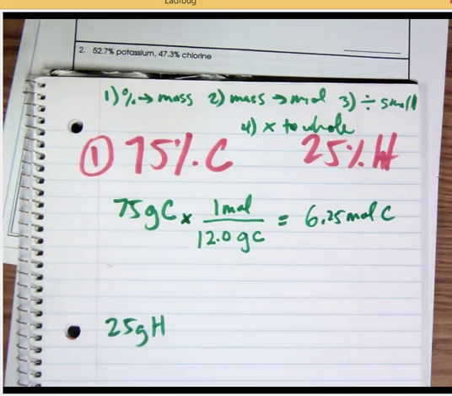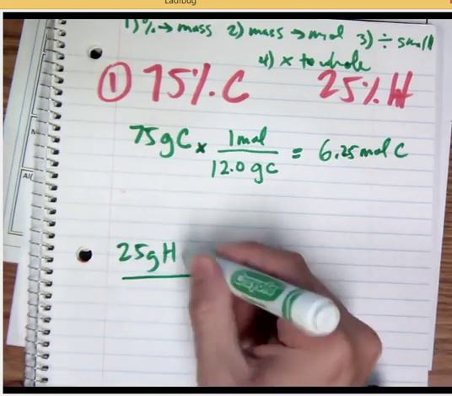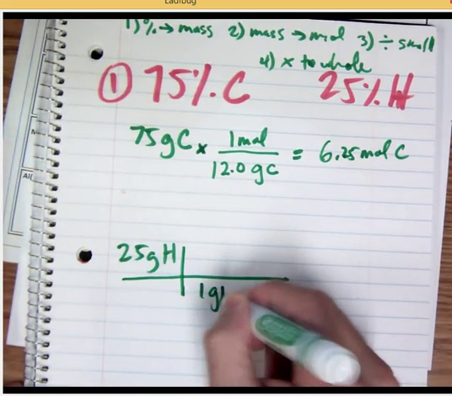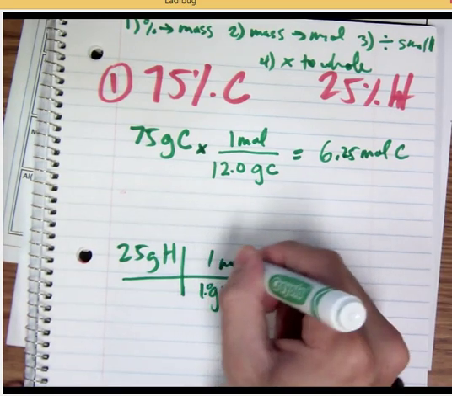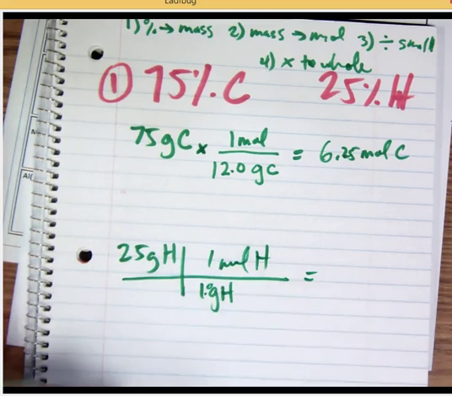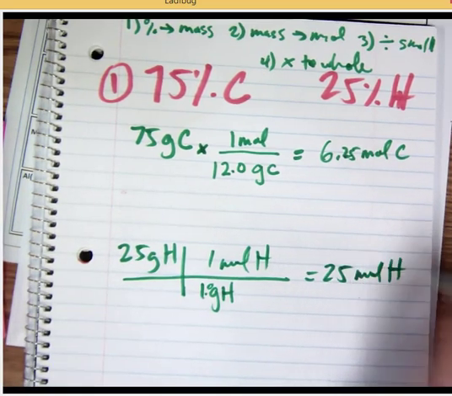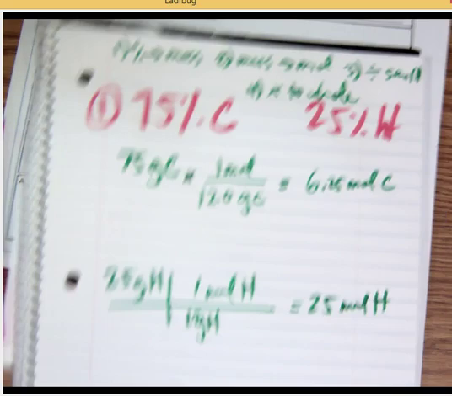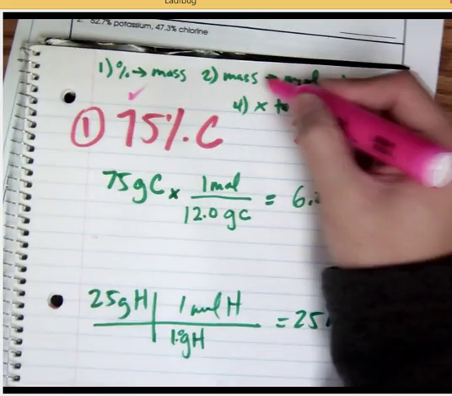Okay? And then for hydrogen, do the same thing. Put 1 gram of hydrogen on the bottom, because that's the mass of hydrogen, 1.0, is 1 mole of hydrogen. So then 25 divided by 1 is 25 mole of hydrogen. Okay. So we did step 1 and step 2. Percent to mass, check. Mass to mole, check.